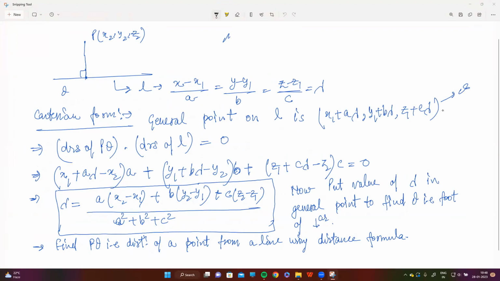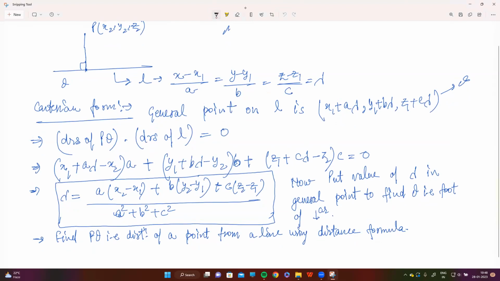You're putting the whole ratio equal to lambda, because for some lambda that point will exist, and x is found out using a into lambda plus x1. We are just equating these two. So you get x is equal to a lambda plus x1. Similarly, y is equal to b lambda plus y1. And similarly, z is equal to c lambda plus z1. So the general point of this line L is this.